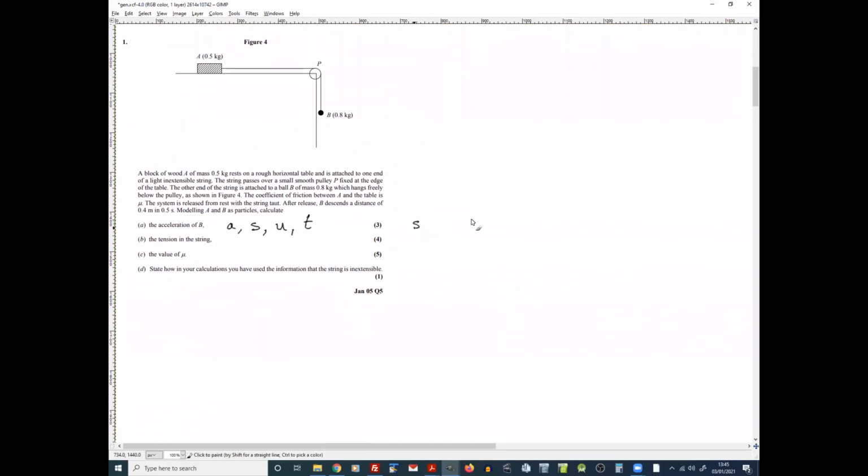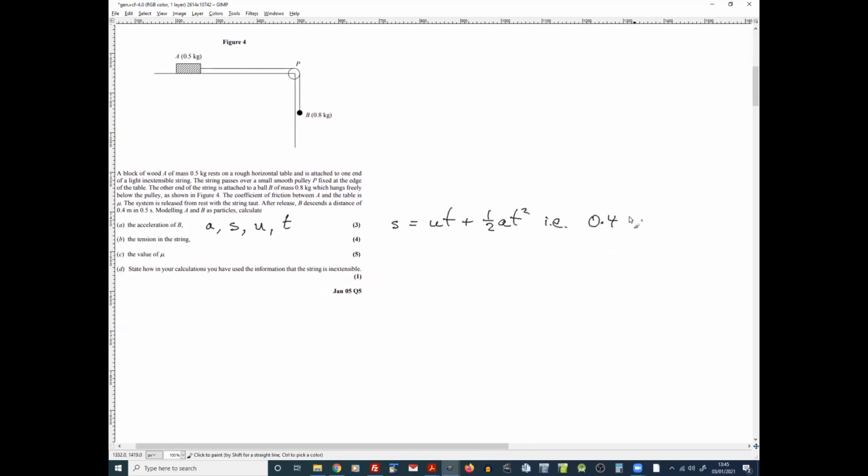So S equals UT plus half AT squared. S is displacement, taking a value of 0.4 meters. It's always meters. Let's not use units in mechanics if we can help it. As long as the units are meters, seconds, kilograms, newtons, it should be all right. And we can just say half times a times 0.4. Yeah, because u is 0. Quite right.